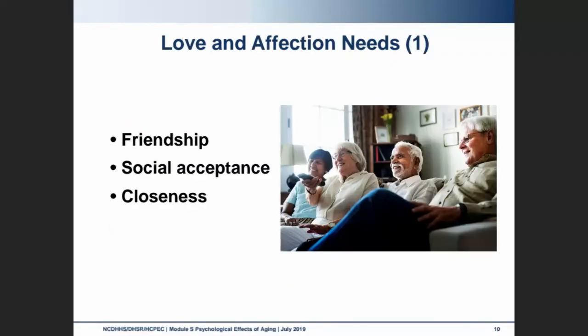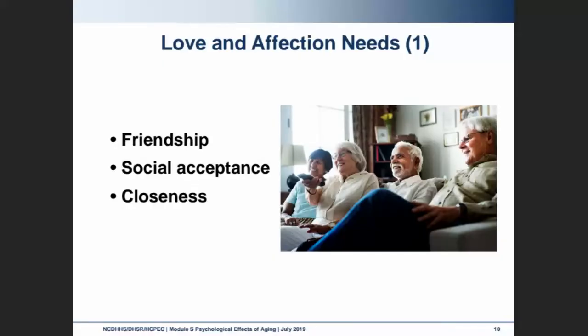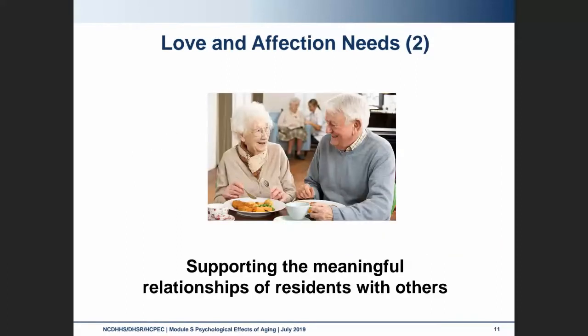Next on the hierarchy of needs is our love and affection. This can be met in a variety of ways. Friendship, feeling socially accepted in your environment, in that sense of closeness. And this can be with other residents. It could be with staff members. It could be with family members. Love and affection is meaningful relationships with others, but it can also be love and sexuality.